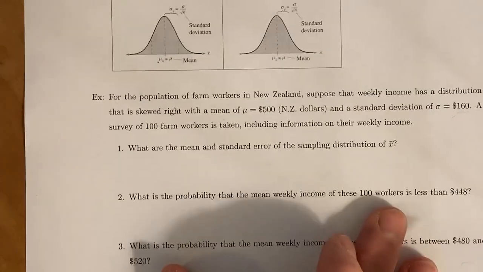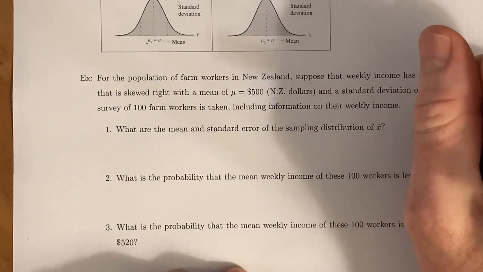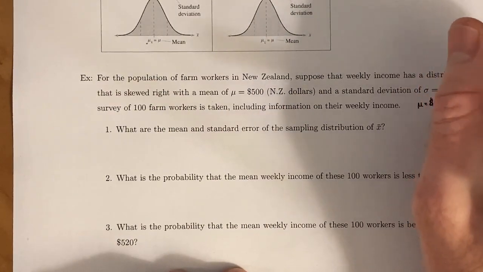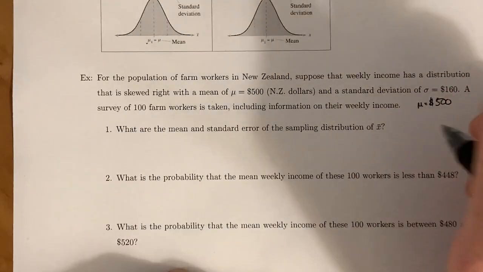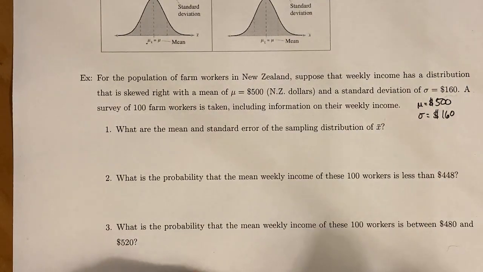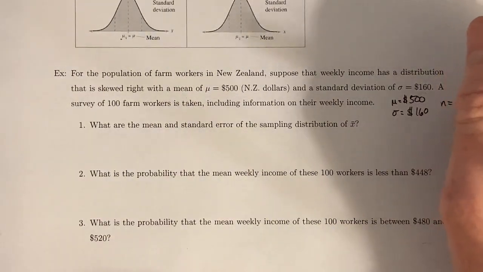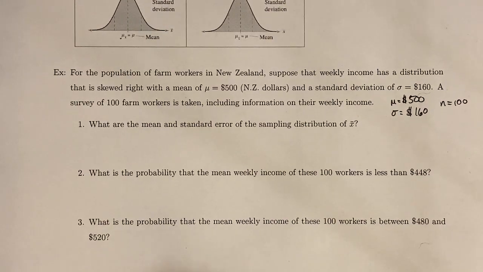All right, let's look at an example and see how this works. For the population of farm workers in New Zealand, suppose that weekly income has a distribution that is skewed right. So it's not a normal distribution, but we know that the mean, mu, is 500 New Zealand dollars. The standard deviation, sigma, is 160. And we're taking a survey of 100 farmers. So n equals 100, including the information on their weekly income.